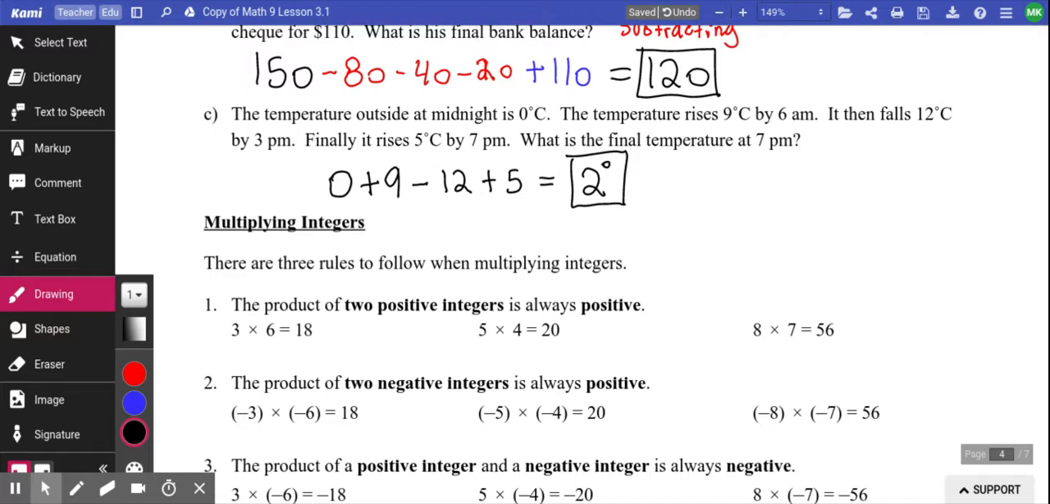Awesome. Adding and subtracting, you guys have been doing that forever. It should be nothing new. So if you have a system that works for you, use that system. I'm giving you suggestions on how to do things and terminology I'll use. Multiplying integers.